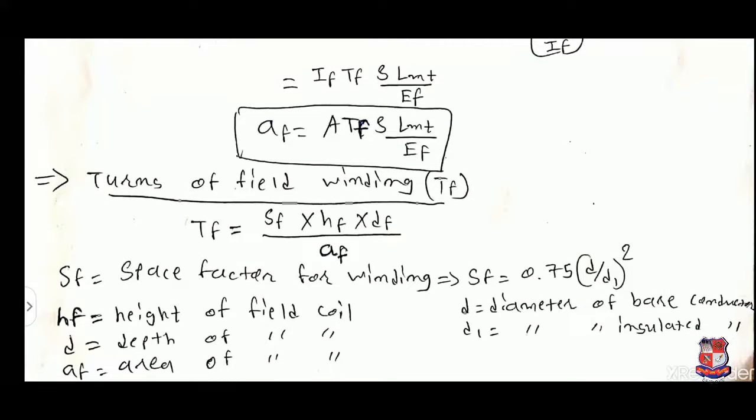It is based on the ratio of bare conductor and insulator. So sometimes it is given as 0.75 (d by d1) whole square. So what is d and d1? d is nothing but the diameter of the bare conductor and d1 is the diameter of the insulated conductor. Generally the insulated conductor's d1 is always greater than d, because the bare conductor is only the copper area, without the insulation area. So only the current carrying part is called the bare conductor, and d1 is the insulated conductor, meaning there is a layer of insulation above this bare conductor. So d1 is greater than d.